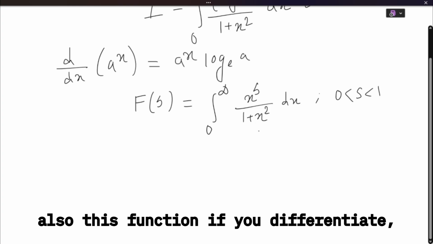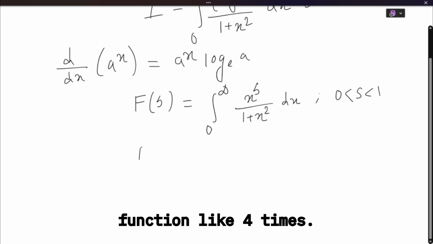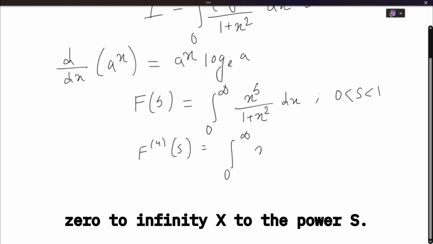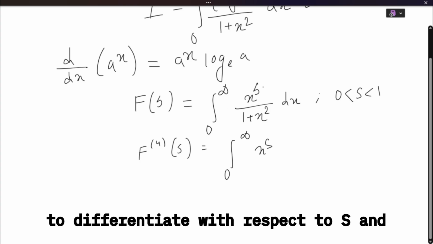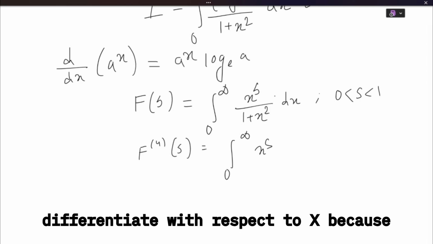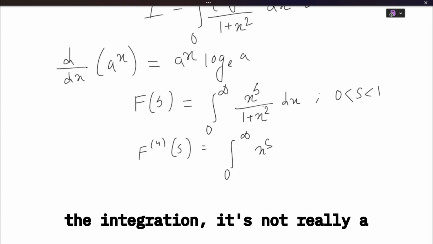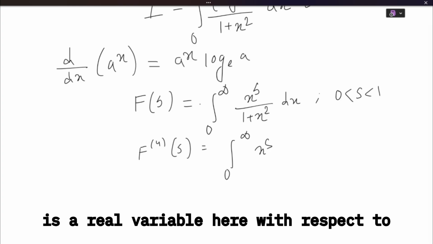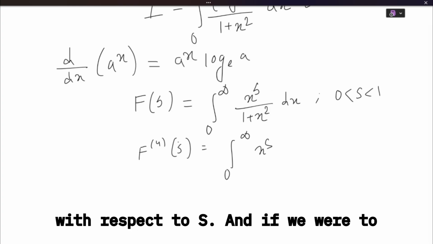And also, if you were to differentiate this function 4 times, basically this thing would give you the integral from 0 to infinity of x to the power s. And as I told you earlier, we are going to differentiate with respect to s and not x, because we cannot even differentiate with respect to x because it's a dummy variable, right? It's inside the integration. It's not really a variable. It's just acting as one. But s is a real variable here, with respect to which the function is defined and the answer is got. So we can differentiate with respect to s.